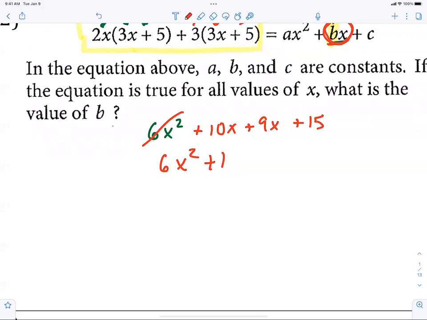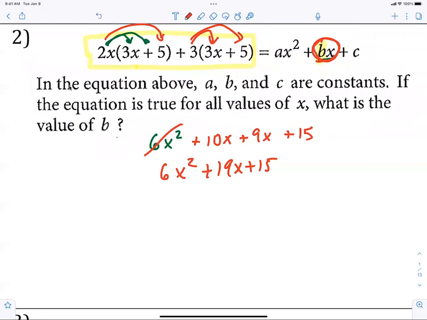So now if I were to simplify this, you should be able to tell me that's just 6x squared plus 19x plus 15. So somebody tell me what b equals. B is 19. I have no idea why that's hard. And it's going to be hard for some of you because you're not listening. So we know that b equals 19. So everybody put down b equals 19. And let's just say, okay, what's A? 6. And what's C? 15. These problems always occur on standardized tests. Always.